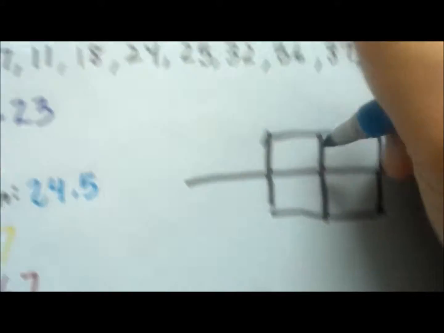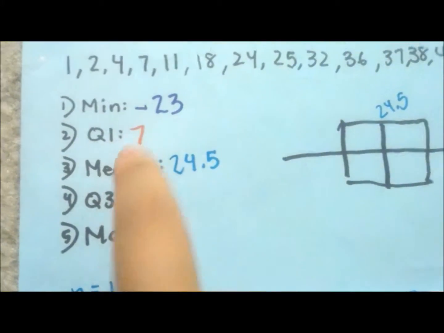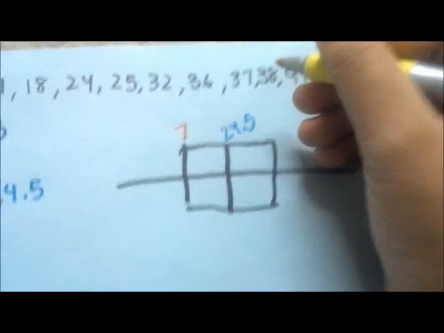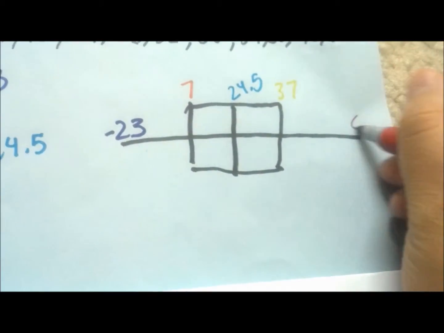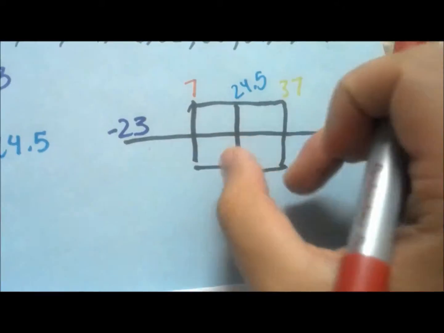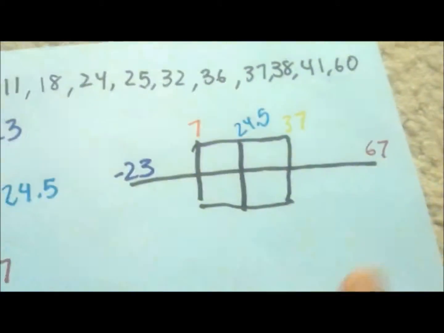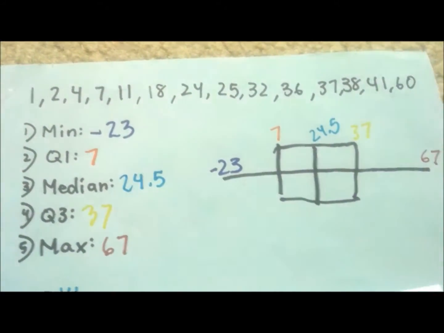Now the median right here is 24.5. That's the median. Q1, Q3. So Q1 is 7. Q3 is 37. And the two sides would be negative 23 and 67. Now, the box isn't proportional. This would be more in this way, but this is just essential so that you understand what's going on. There's your plot. And that, my friends, is how you make a box plot by finding your 5-number summary.